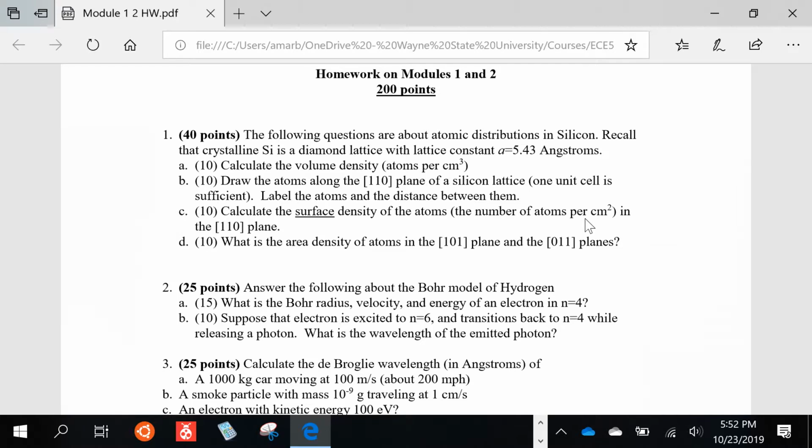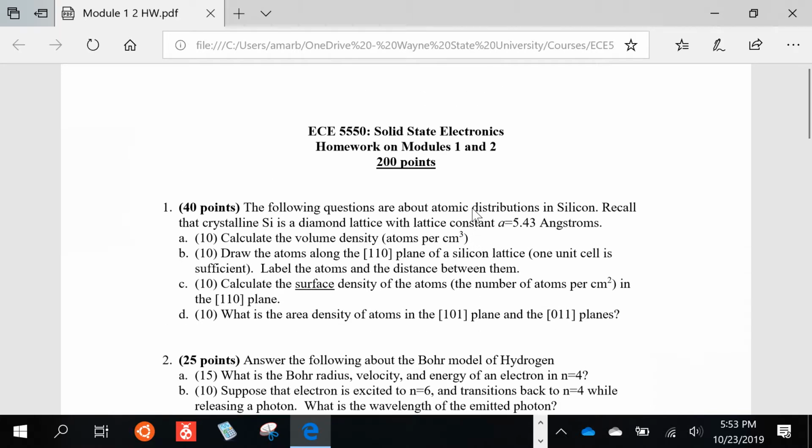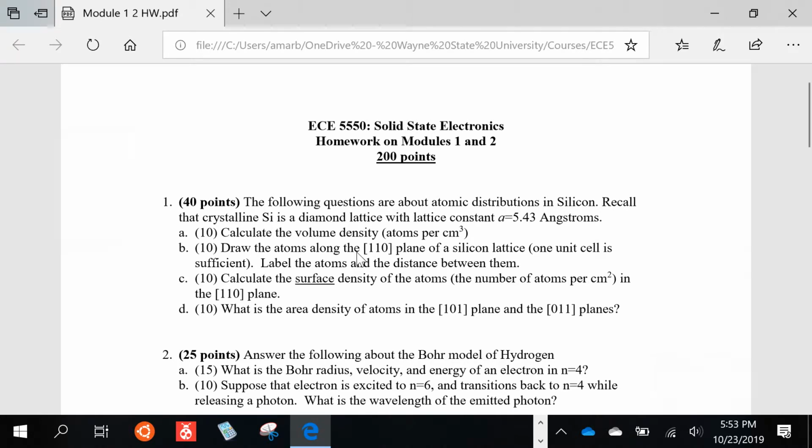So let's just start with questions. Were there any problems that were problematic on this first homework? Will there be questions on different atomic planes? Yes, I would expect you to know the 3 crystal planes which are most common in silicon: the 100 family of planes, the 110 family of planes, which is actually in this test question, and the 111 family of planes.